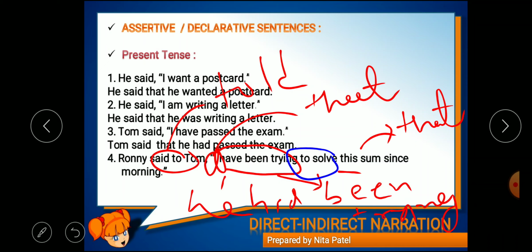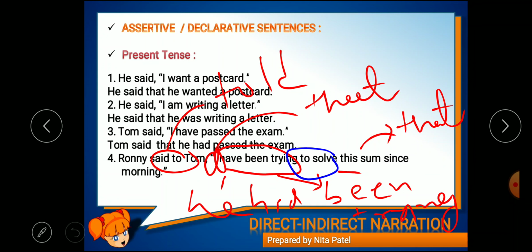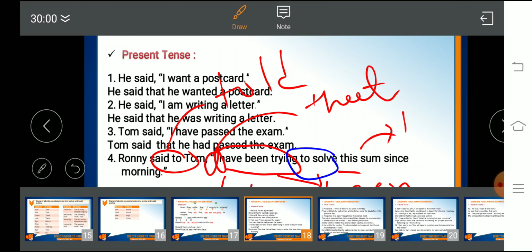So what's our final answer? Ronnie told Tom that he had been trying to solve this sum since morning.